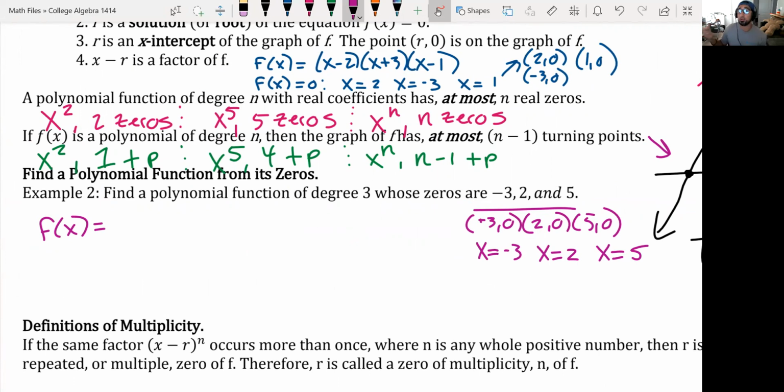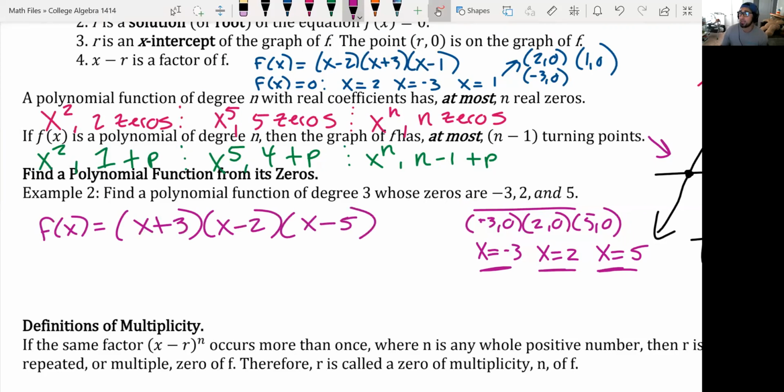And now to put them back into factored form, you'll first write x equals negative 3 as x plus 3. You'll write x equals 2 as x minus 2. And you'll write x equals 5 as x minus 5. And now all it wants us to do is FOIL and distribute everything out, and you'll get your polynomial function.